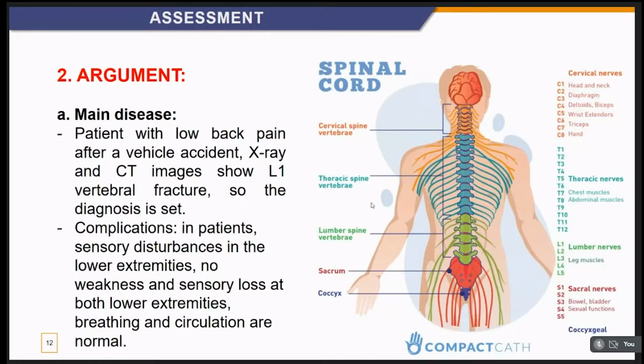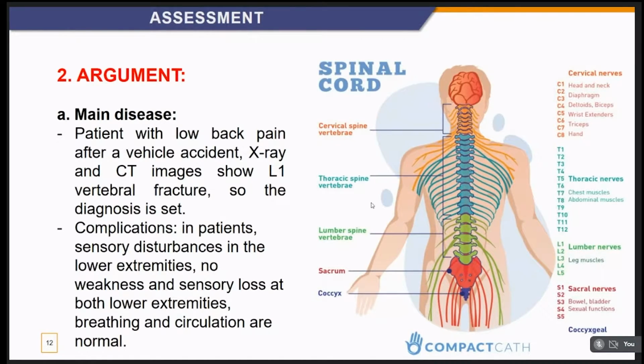In phase 2, the patient has spinal trauma. We need to examine the movement and the sensory function of the patient, especially when the fracture is in L1 to L5. We need to check the leg muscles and the sacral nerves, about the function of the sphincter, bowel, bladder, or sexual function.